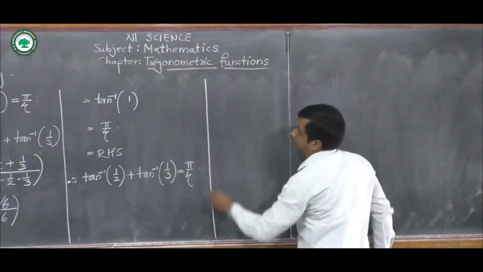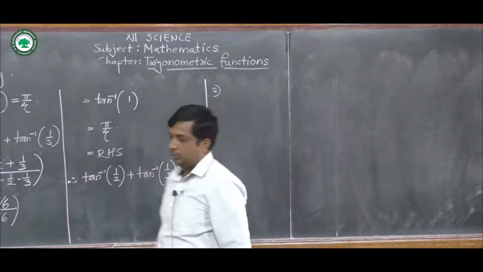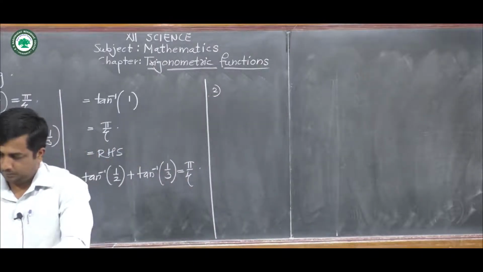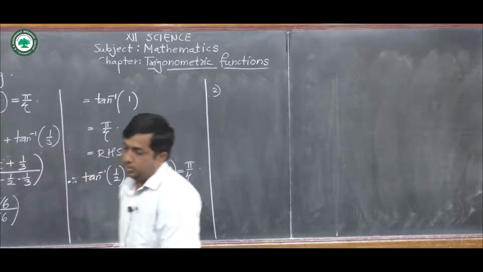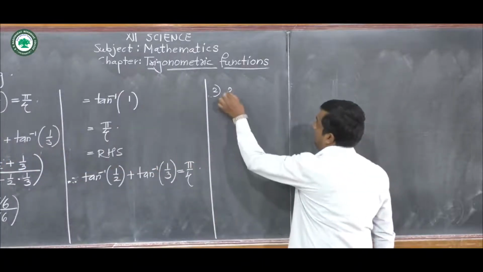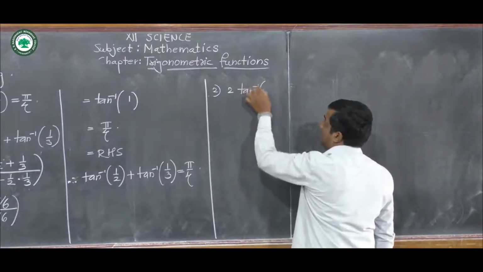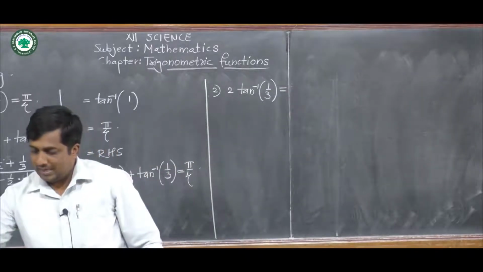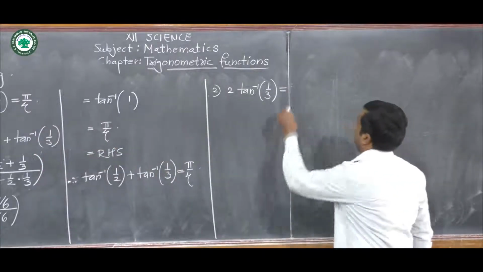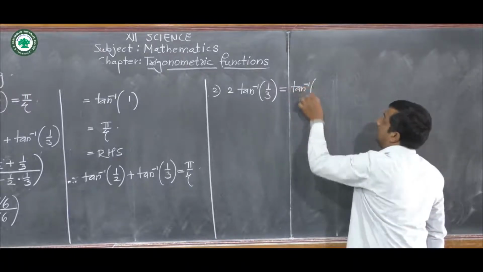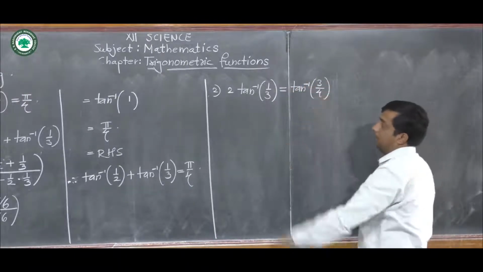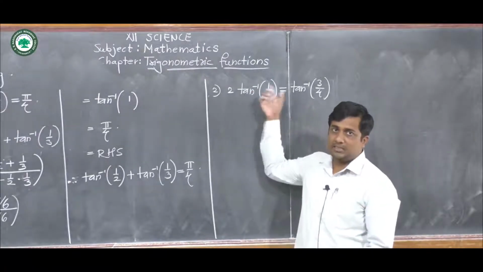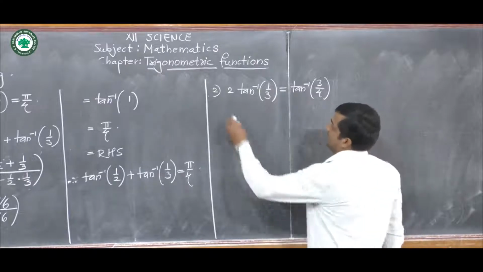Example number 2. Here given, 2 into tan inverse of 1 upon 3 is equal to tan inverse of 3 by 4. Again, by using our property, we have to show this LHS is equal to RHS. Let us consider LHS.